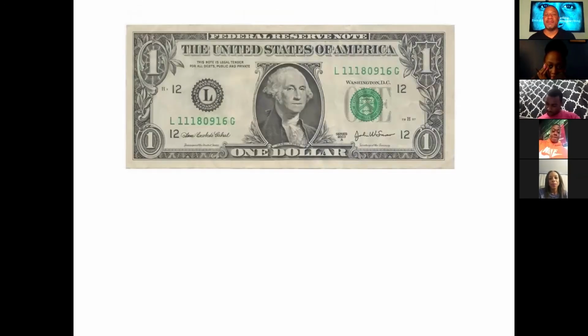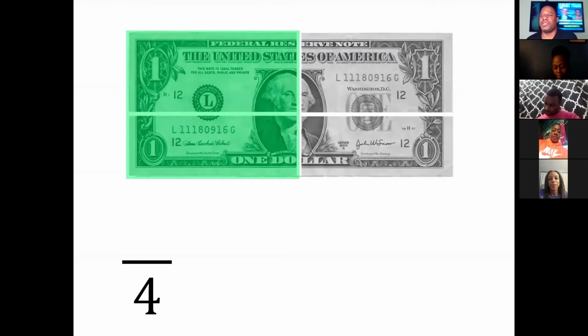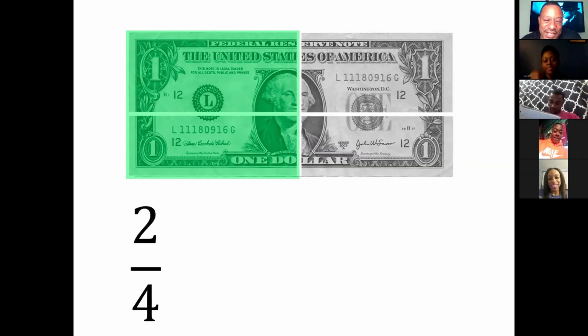All right, now let's take that same dollar. We split it into 4 pieces. Mr. Woods, Shay, you're sitting there writing a lot. What would the denominator be? Right. I shade in these 2 sides. Mr. Williams, what would the numerator be? If shaded in 2 parts, what would the numerator be? Half of the 2 parts. Yes, it would be half, but yes, 2 parts. You said it. The numerator would be 2. Correct.